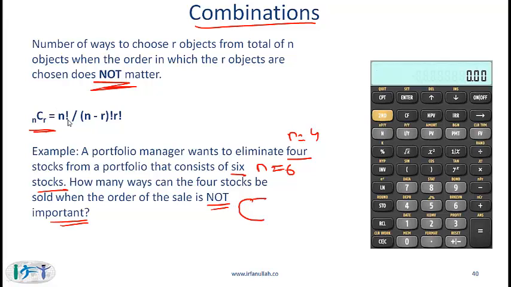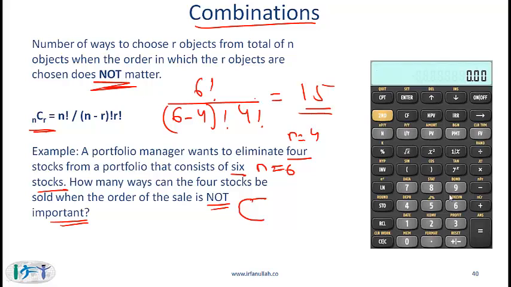If you plug in over here, you have n factorial, which is 6 factorial, divided by n minus r, that is 6 minus 4 factorial, multiplied by r factorial. r is equal to 4, so multiplied by 4 factorial. When you do the maths, you get 15. And again, notice that you can do nCr directly on the calculator. So just type in 6 second nCr 4, and that should also give you 15.